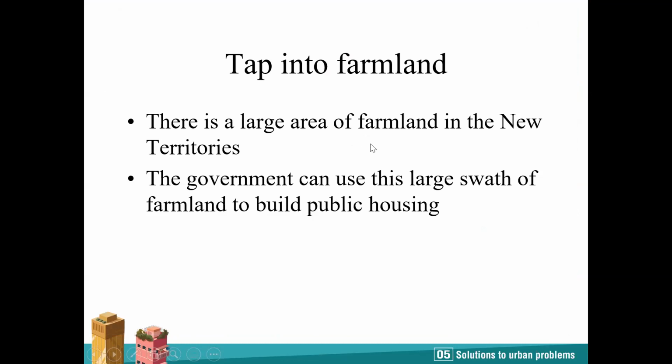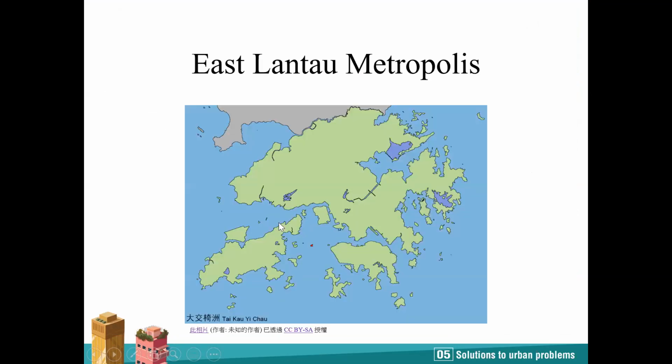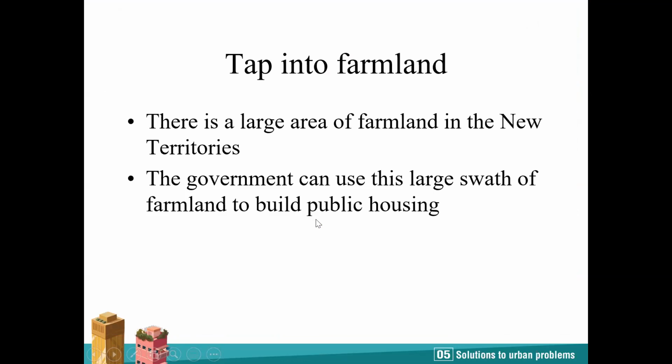Another way to solve the housing problem is to tap into farmland. There is a large area of farmland in the New Territories. The government can use this swath of farmland to build public housing. And Kwu Tung North and also Fanling North are new towns derived from farmland.